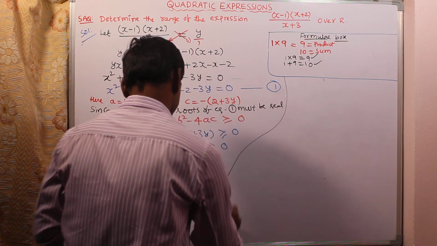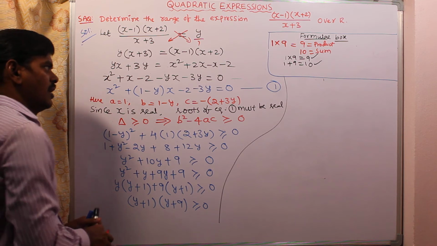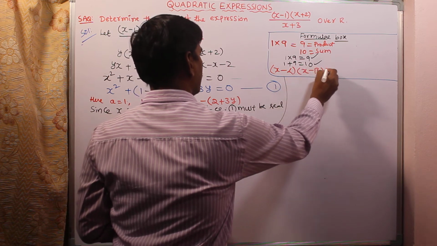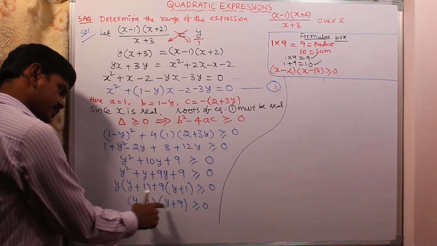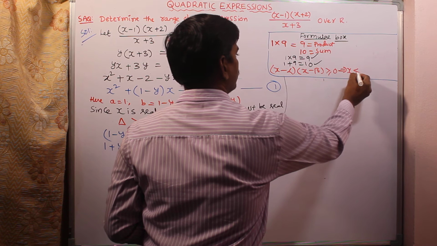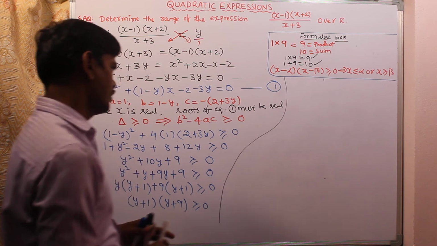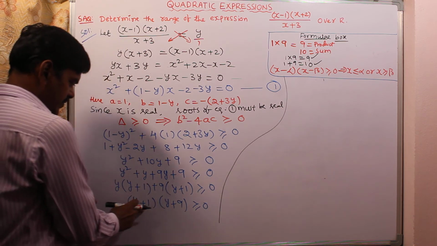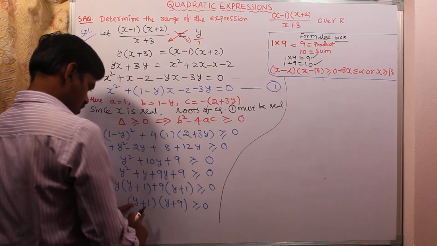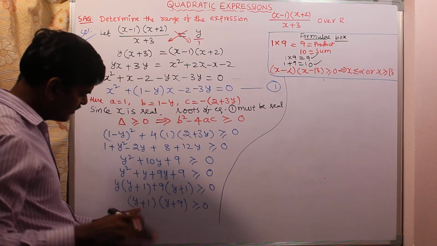Now, in this situation we have to recall the inequalities formula. (x minus alpha) into (x minus beta) greater than or equal to 0. That formula you have to recall. So what is the formula? x less than or equal to alpha or x greater than or equal to beta. So here we should have a negative sign. If you observe the formula and compare these two, here and here we should have a negative symbol. But we don't have a negative symbol now. We can create a negative symbol.